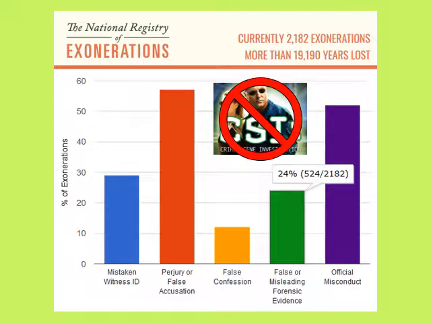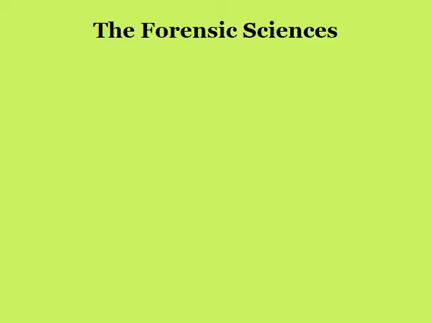So the latter half or latter two-thirds of this lecture is going to be focusing on unconscious bias, cognitive bias, and how it can actually interfere with forensic scientists' ability to do their job unless we do something about it. First, we should take a step back and talk about what the forensic sciences actually are.